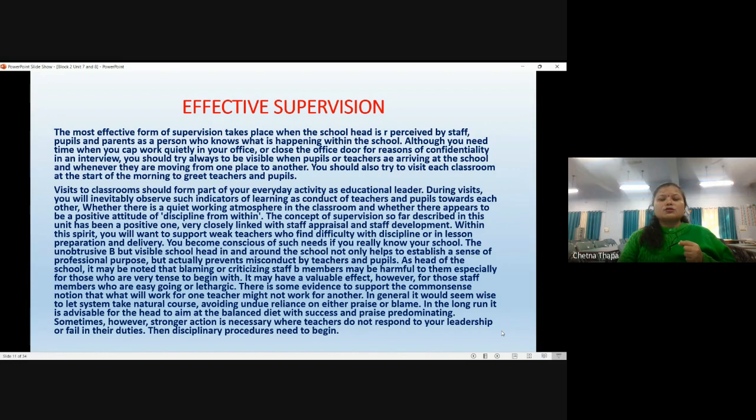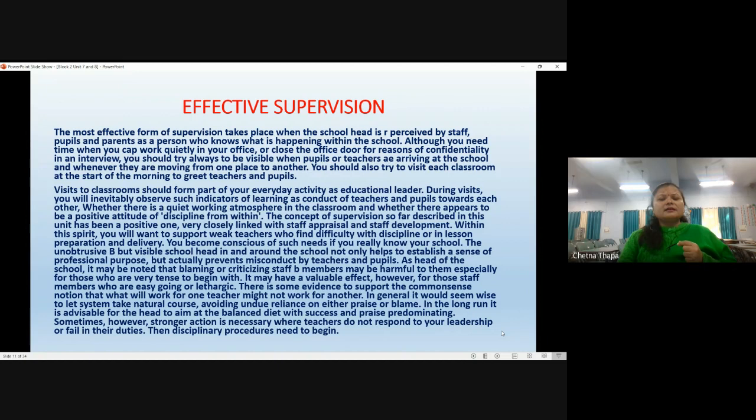When you are working in a quiet room, there has to be a positive appearance, a positive attitude, that there is discipline from within. They should not be disciplined only when you are in front of them, but they should be disciplined knowing that you are in the school campus itself. Even though you are not visible to them, they should know that you are there in the school campus, and they are being watched by you.